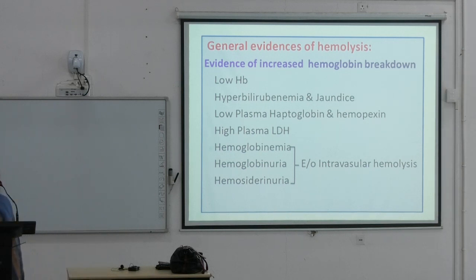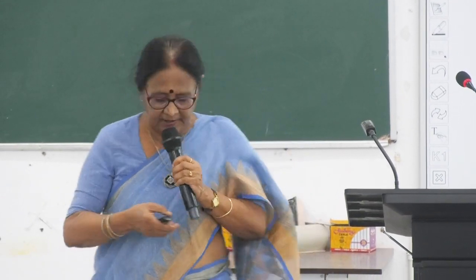You must know. In the cases of hematuria, the color of the urine is smoky, hazy, because there are intact RBCs there. But in cases of hemoglobinuria, the color of the urine is reddish. So you will get the hemoglobinuria and also hemosiderinuria. Now, these are the evidences of increased hemoglobin breakdown. You will get all these things.